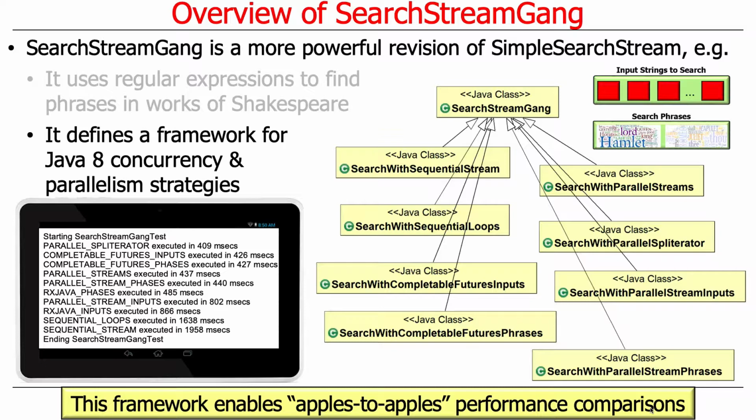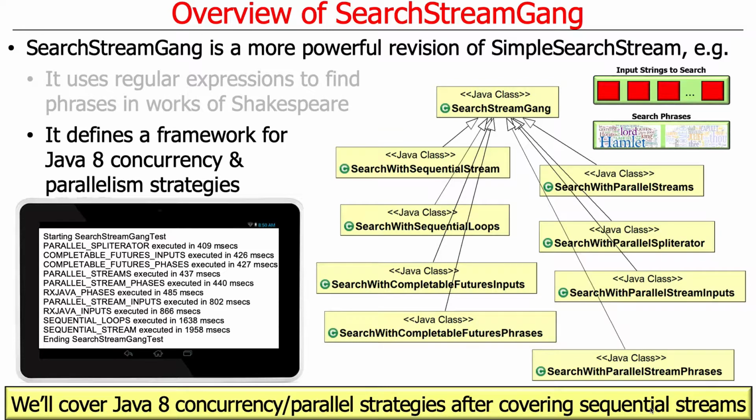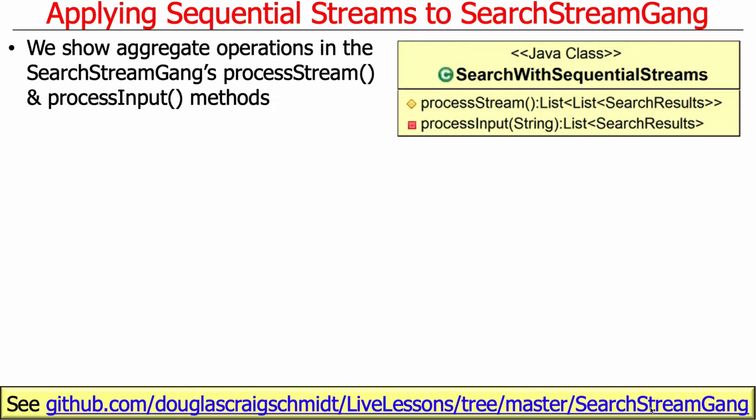Now, if you want to go even faster, you have to do more sophisticated things like use parallel splitterators. But we'll talk about that maybe Wednesday or early next week. So this is a very useful bake-off-like approach, and we're going to focus on those concurrency and parallelism strategies after we first cover sequential streams.